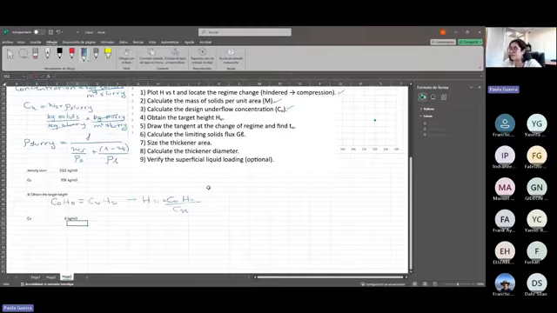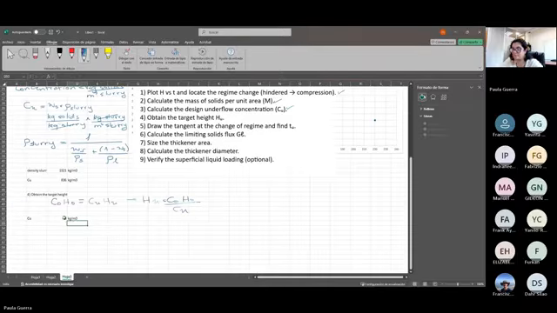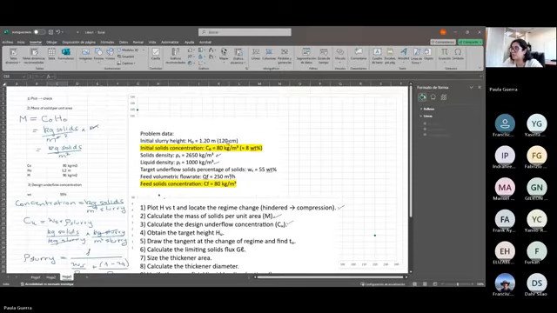If we look at it in the data, the initial solids concentration C0 is 80 kilograms per cubic meter. Sorry, it's not 8, it's 80. Okay, 80. And the initial height is 1.2.